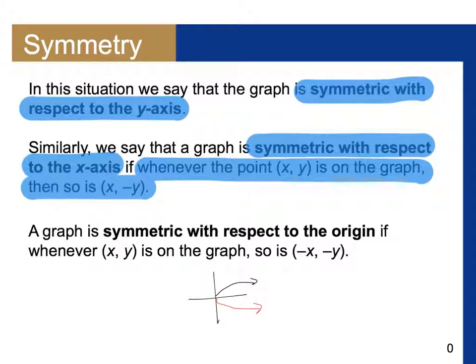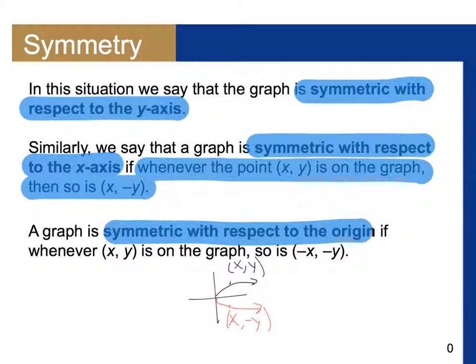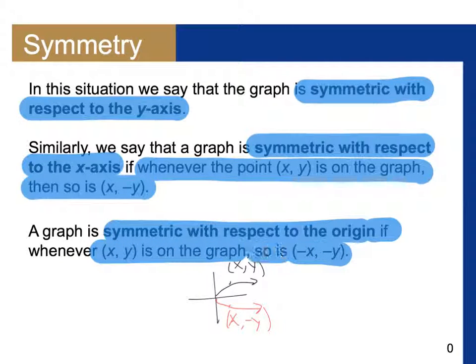So if we have a point here that's (x, y), we have a point across the way that's (x, minus y). Sorry, that's x, minus y. Okay. Same x, but different y's. And then we talk about symmetry with respect to the origin. That's if (x, y) is on the graph, then so is (minus x, minus y). So they both get changed to the opposite.